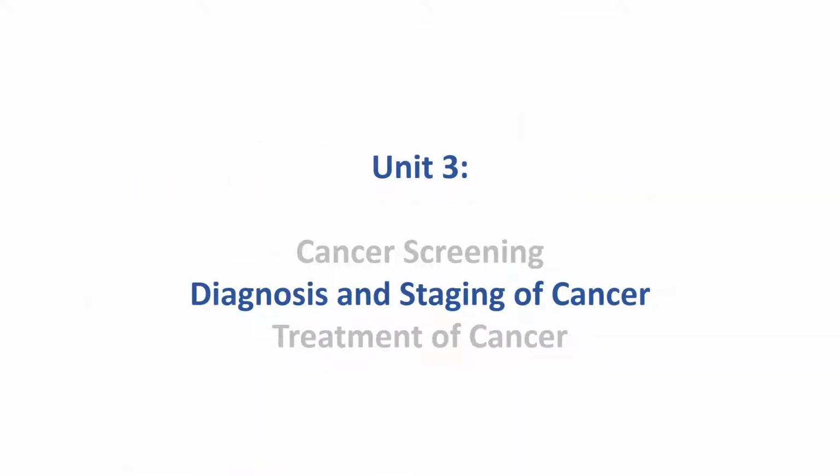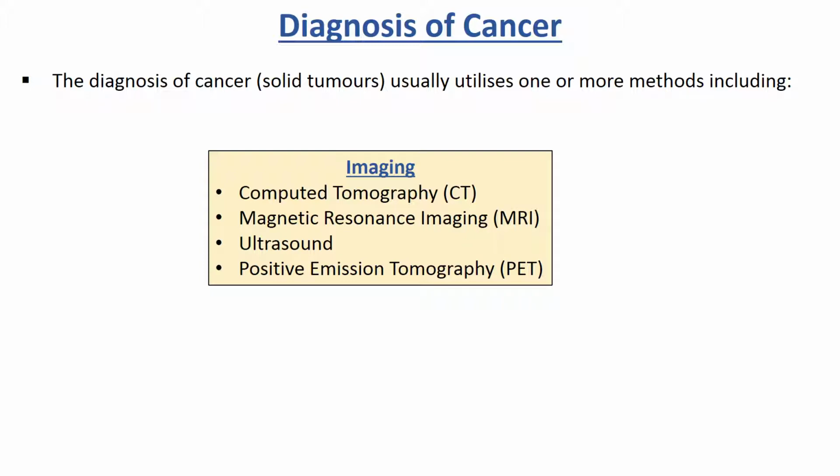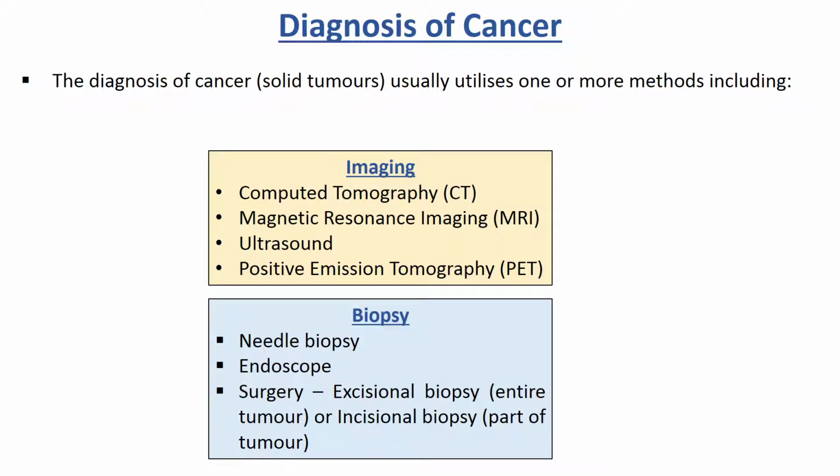Next, we will look at the diagnosis and staging of cancer. The diagnosis of cancer, particularly solid tumours, usually utilises one or more methods including imaging techniques such as computed tomography or CT, magnetic resonance imaging MRI, ultrasound and positron emission tomography or PET. If cancer is suspected, a biopsy is usually ordered to extract a small piece of the tumour using a needle, endoscope or surgery. Surgery uses either an excisional biopsy, that is looking at the entire tumour, or an incisional biopsy, part of the tumour, to aid in the diagnosis.